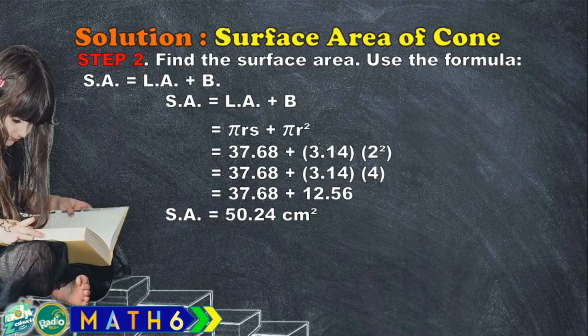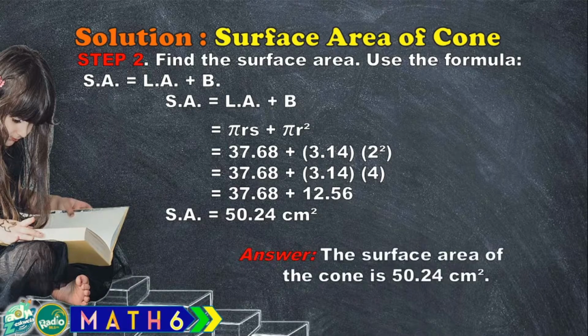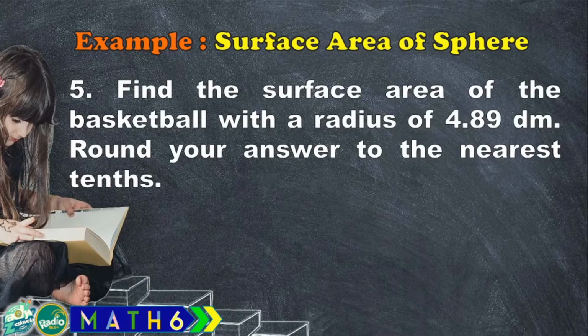Now let's proceed to step 2. Find the surface area and use the formula surface area equals lateral area plus b. Now we have surface area equals lateral area plus b. Surface area equals 37.68 plus 3.14 multiplied by 2 squared. 3.14 multiplied by 4, the answer is 12.56. Now we have 37.68 plus 12.56. Then we get surface area equals 50.24 centimeters squared. This means that the surface area of the cone is 50.24 centimeters squared.